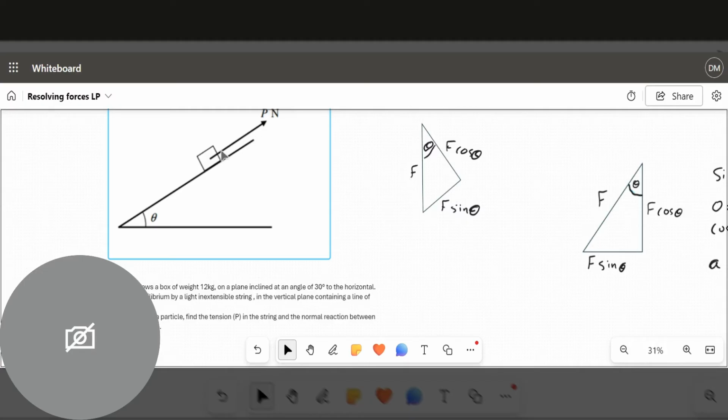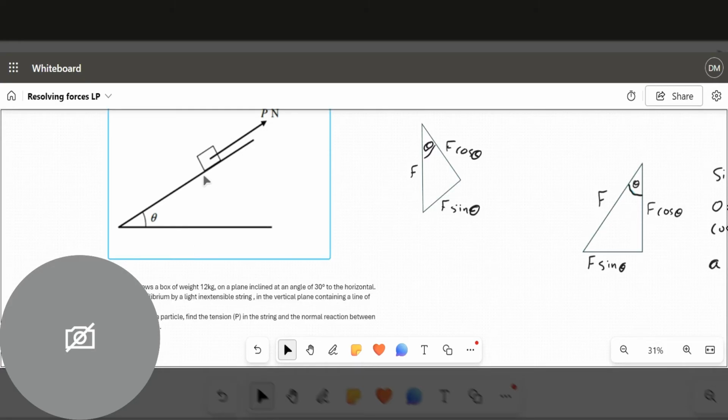Inextensible means it's not going to stretch, which means the tension is constant throughout every part of the string, which means the acceleration, if it was to move, would be the same, but ours isn't going to move. We don't need to worry about that. The light bit's important. It means that the string doesn't weigh anything. In the vertical plane containing the line of greatest slope, the question is being very specific, just that this string is parallel to this surface. It's not being moved at a different angle, which means all the tension is pulling it up the slope.